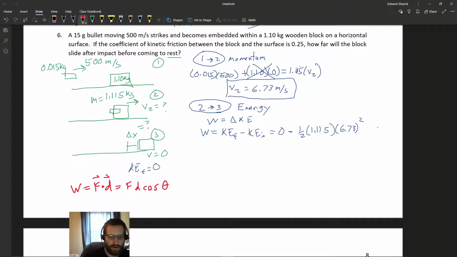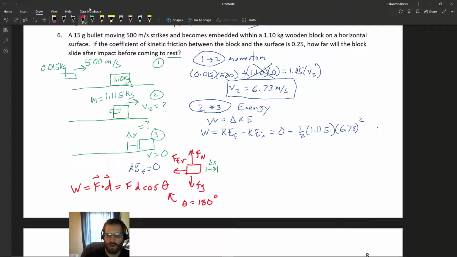let's draw a little free body diagram and see what's happening. We have our normal force, we have gravity, and we have friction that's slowing this thing down. And if I think about it, delta x, the displacement vector, is going to be to the right, friction's to the left. So this should indicate to you that theta is 180 degrees. They're in opposite directions. And this should give us a negative work, which makes sense.